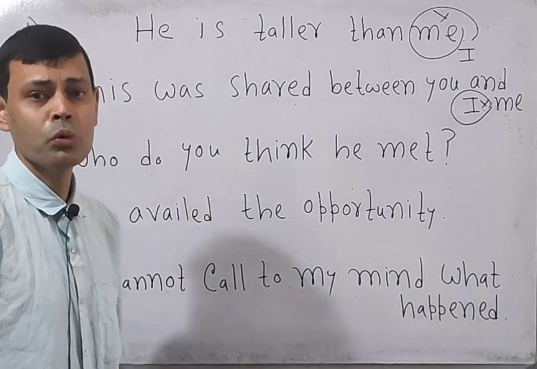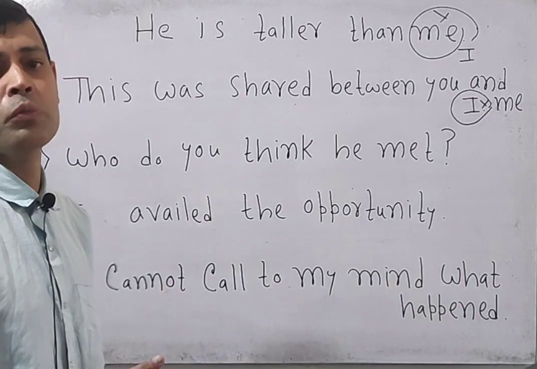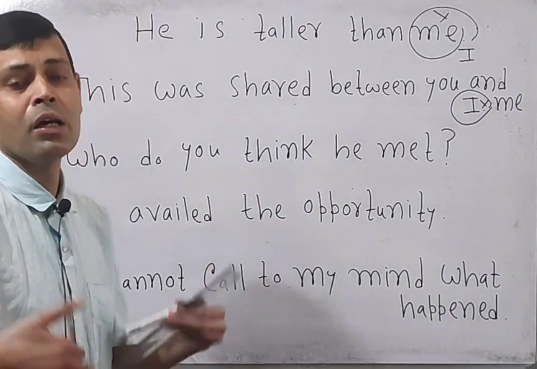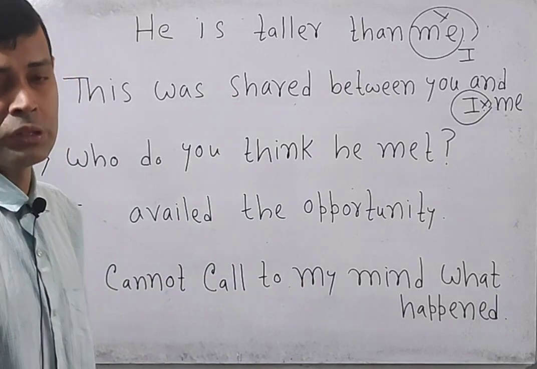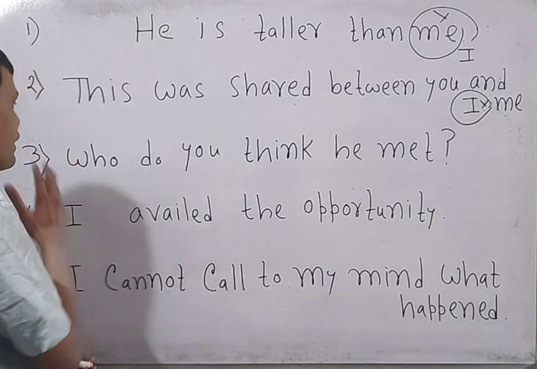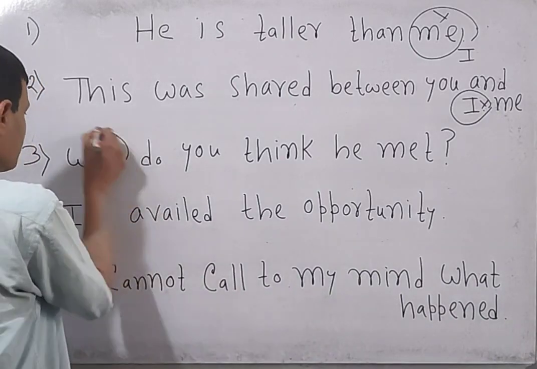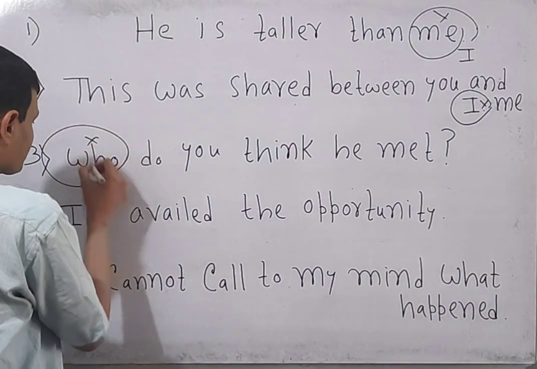Who, whom, whose. Who is the subjective form, whom is the objective form, whose is the possessive form. Possessive means it is all about possessing something. So, who is functioning here as object. Therefore, instead of who, it should be whom. You need to understand the basic structure of pronoun.